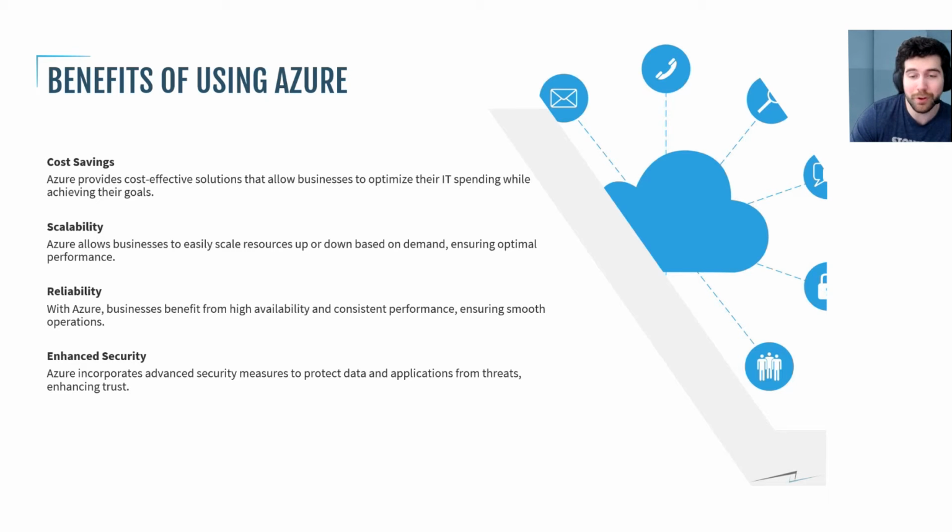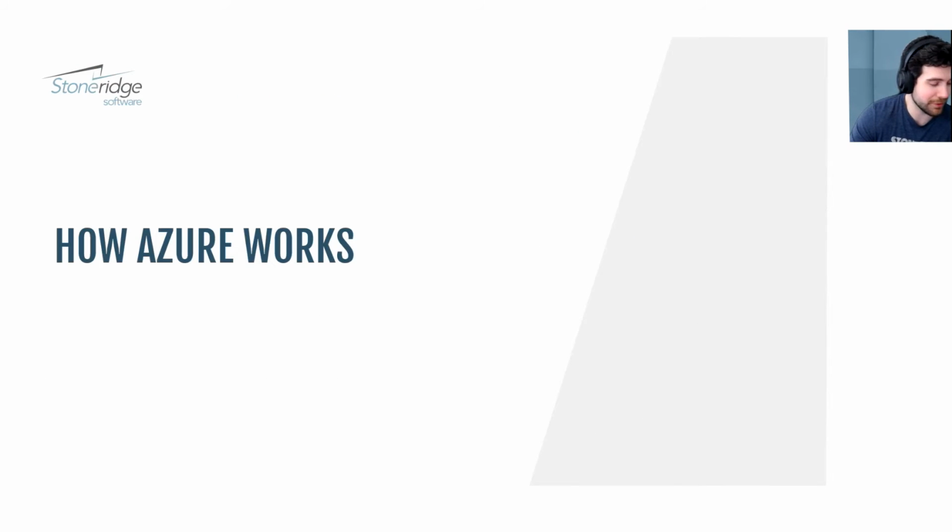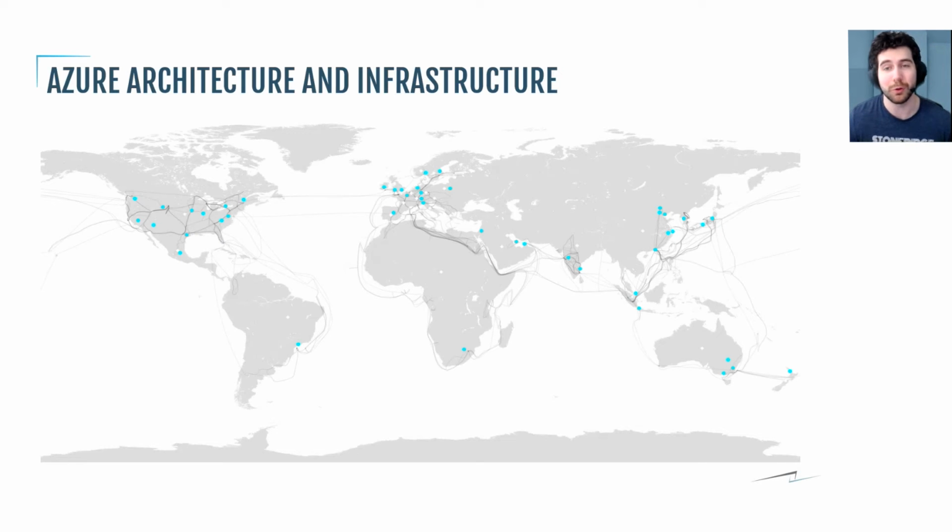Now we know a little bit about what Azure is, but how does it actually work? What is happening on the back end? Well, the short answer is a lot. Over the years, Microsoft has invested a lot of time and resources into Azure, and they have essentially spun it up into a global data center network. Every little blue dot that you see on that map is a region where you can host your machines.